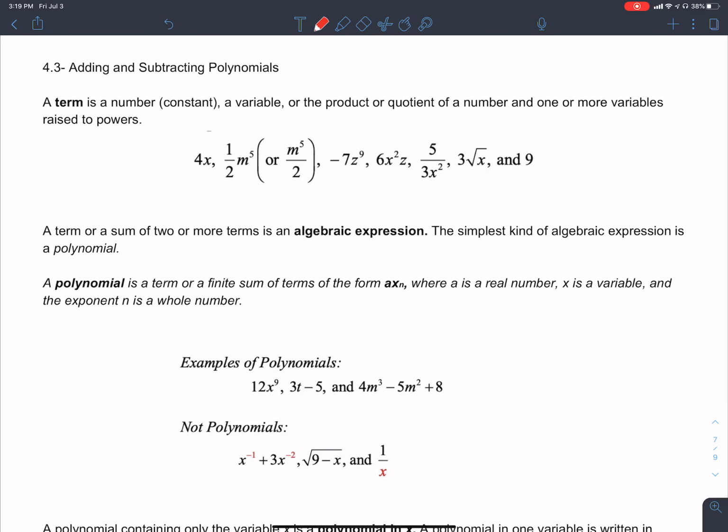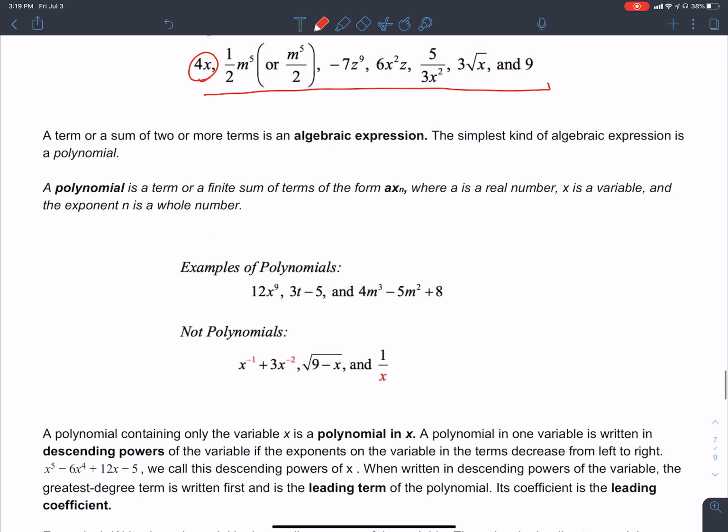All right, we're gonna talk about adding and subtracting polynomials for 4.3. So we gotta talk about some verbiage here. First we need to talk about a term. Polynomials have terms, okay? And a term is just a constant, a variable, or the product of a quotient and a number or one or more variables. So if you look here, 4x is a term, okay? All these are a term, okay? So when I say the word term, you should know what that is, okay?